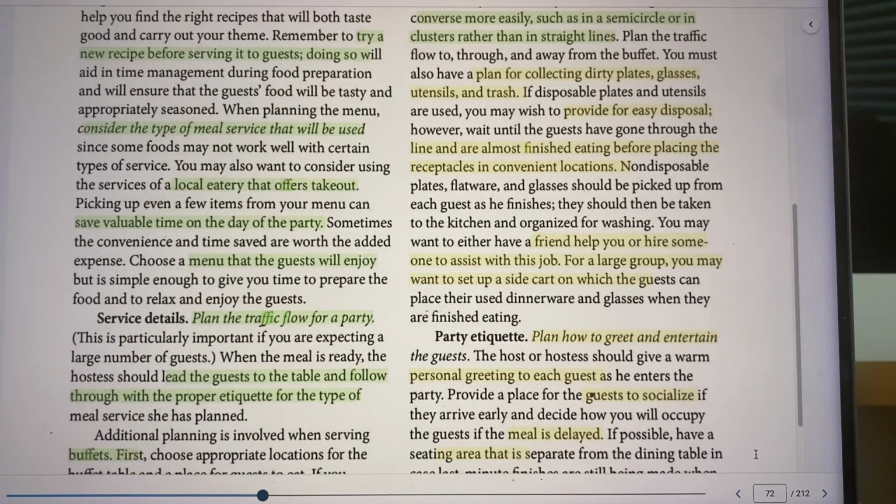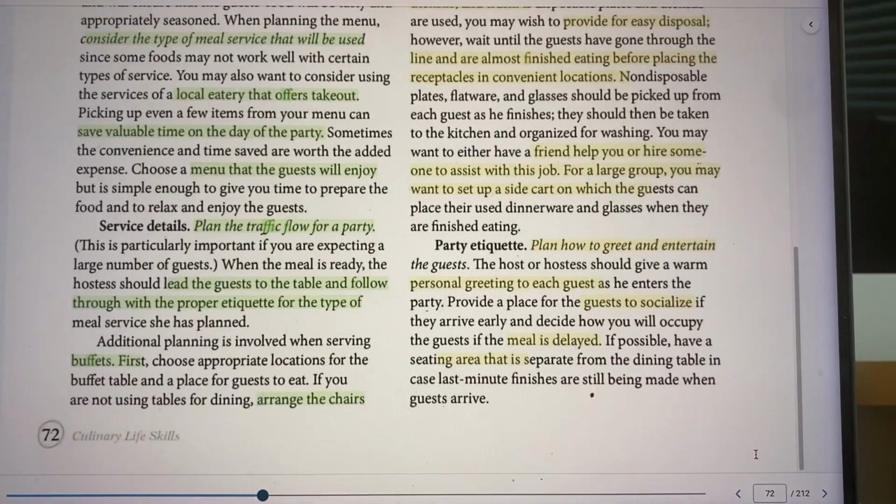But with non-disposable plates and flatware, they should be picked up, and you have a place where they can put their dishes. And you may want to have a friend help or hire someone to assist in helping you with the cleanup sometimes. So for a large group, you may want to set up a side cart on which the guests can place their dinnerware and glasses when they're finished eating, their dirty glasses, so you have a place for them to put it.